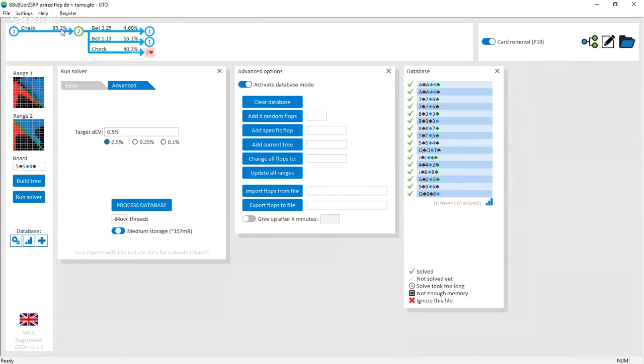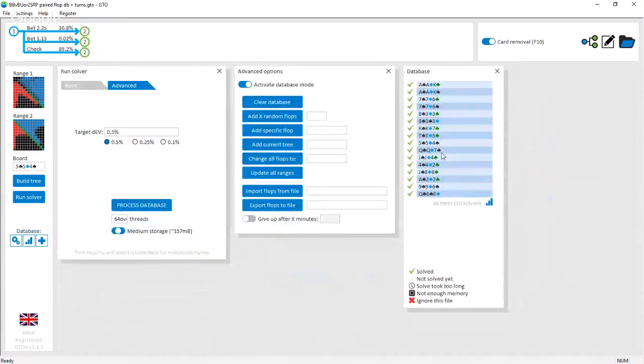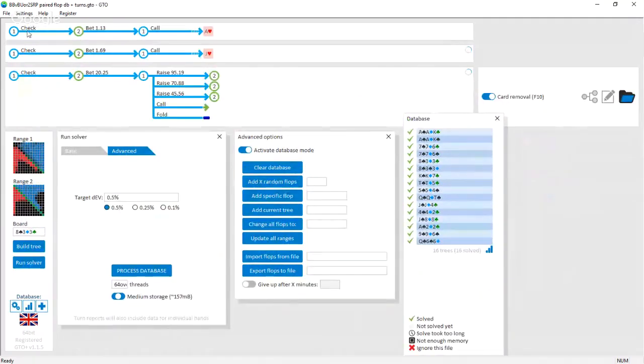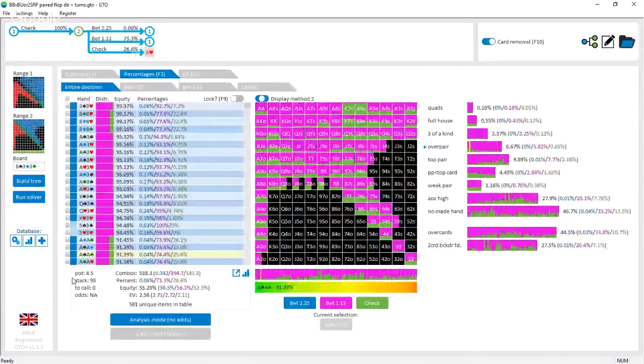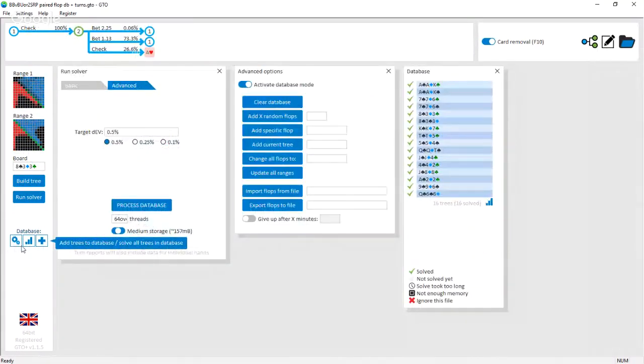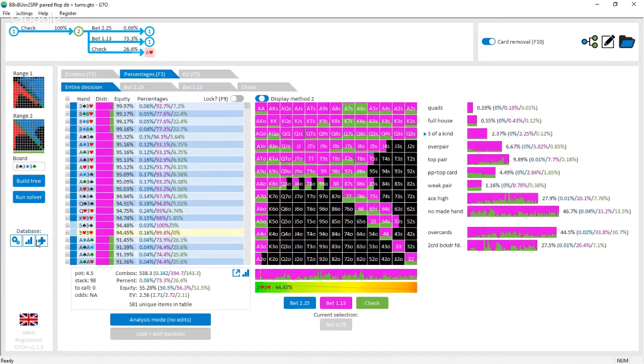554, same sort of idea. 833. Right. Checking everything because it's getting bet into quite often. All right, so those are some flop examples. I guess we can use this one for a turn example as well. So 833. We can probably find a different one.